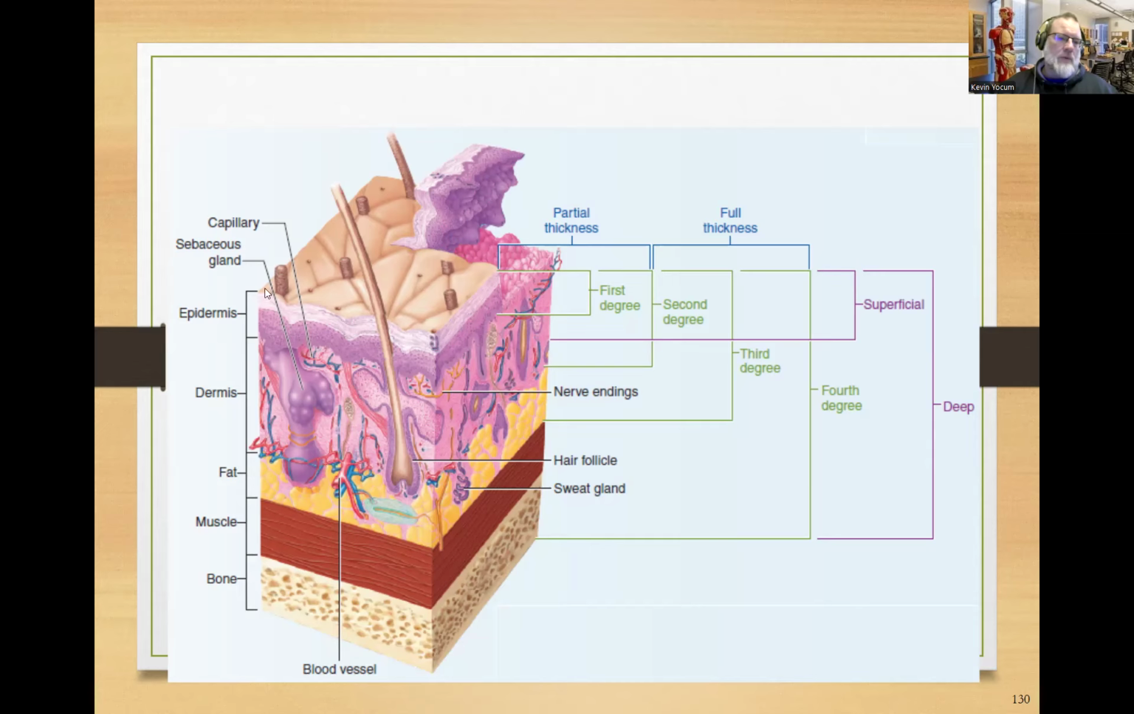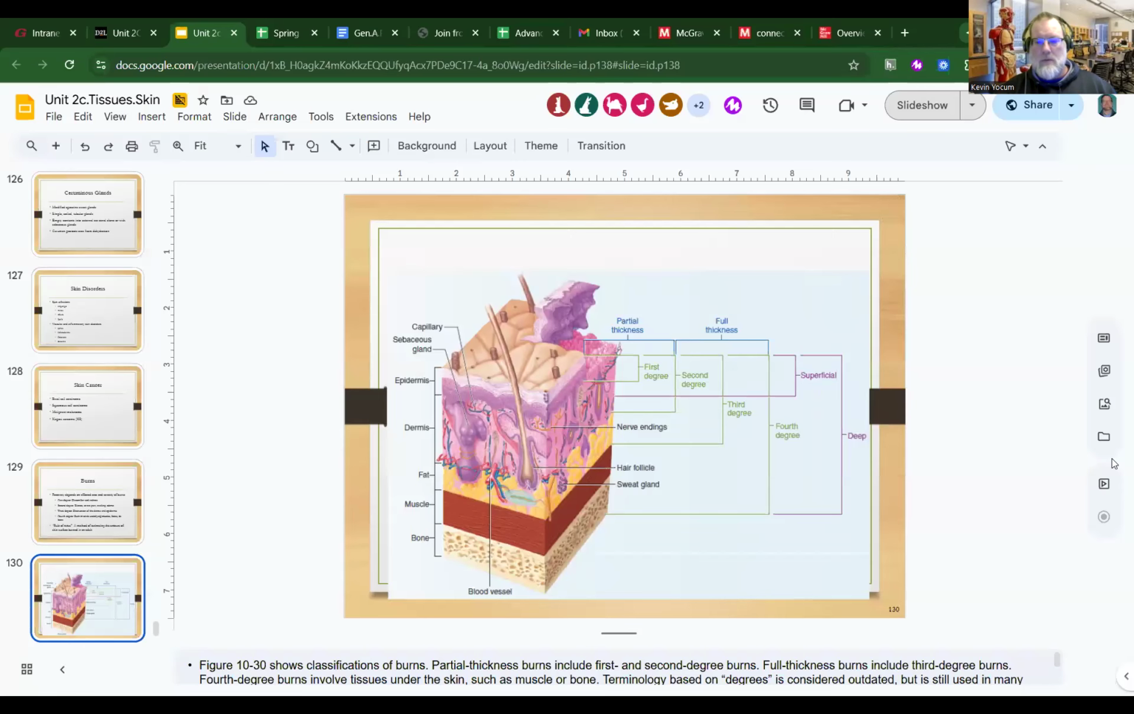This is kind of a cool image. Over here, you can see epidermis, dermis, fat, muscle, bone. Those are the layers. So next week, or next unit, we get into bone and muscle. So I'm going to stop.